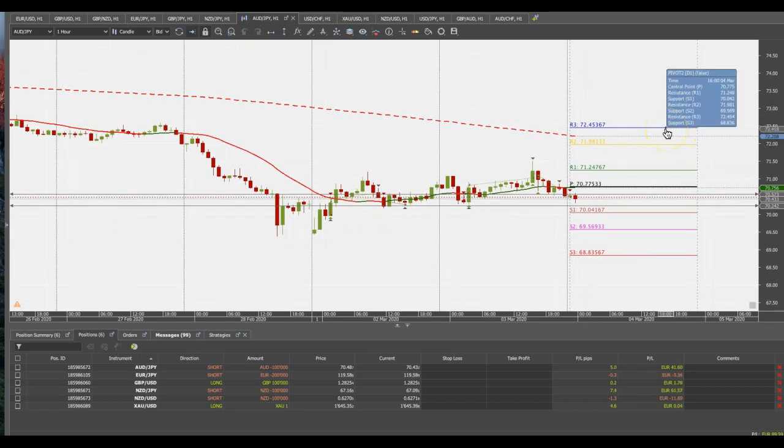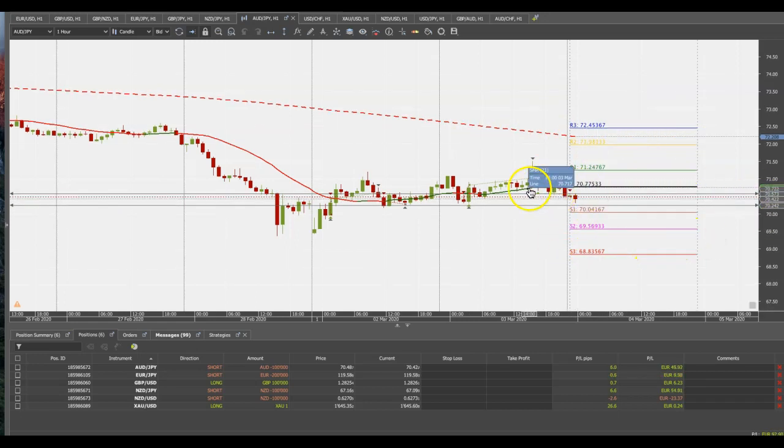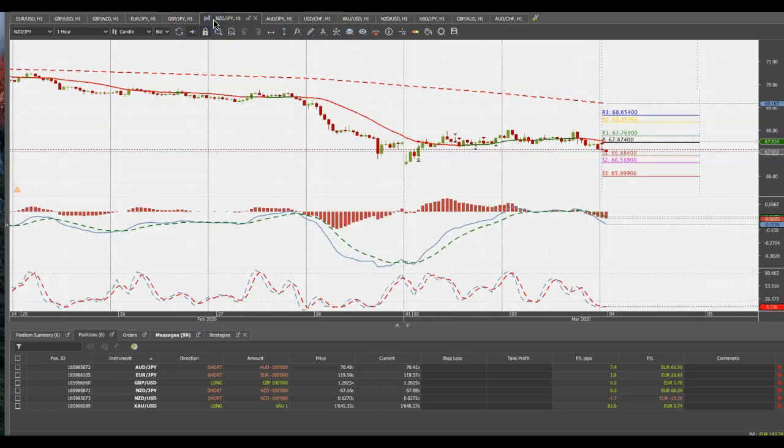Okay, we've got Aussie yen. We have price below the central pivot point. 200 moving average line is slanted down, and price is also below the 21 moving average line, and we're looking for the price to stall out at these support levels down here. Okay, and I think that's about it.